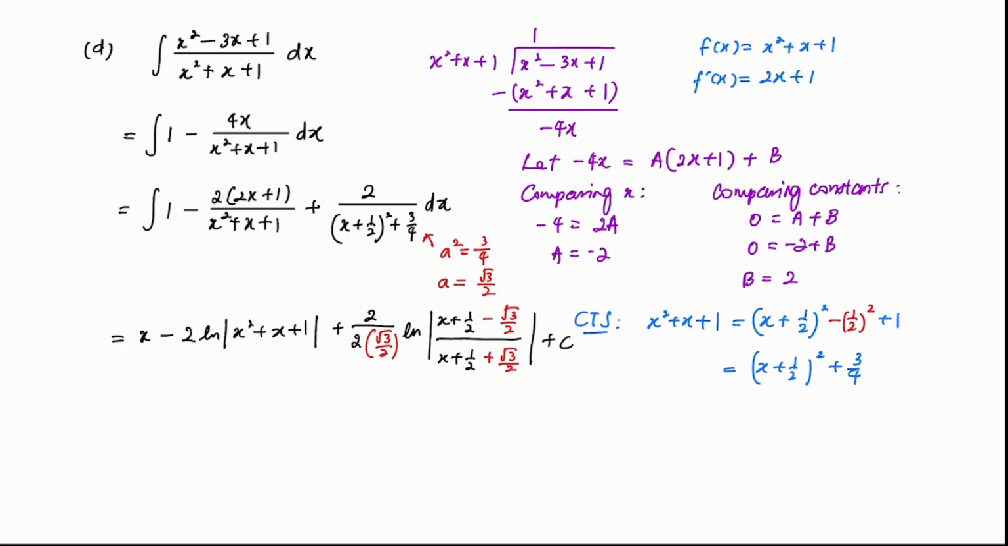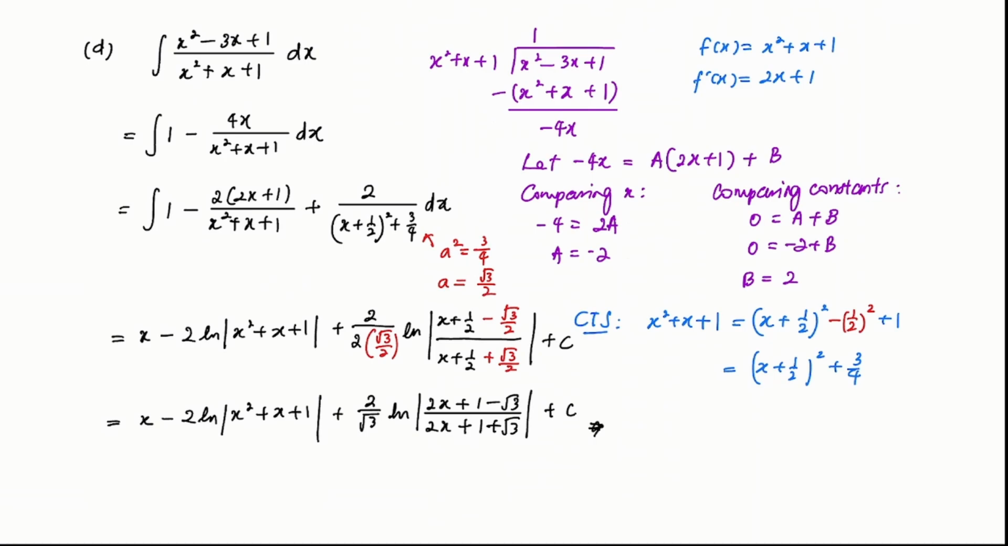Now what we are going to do, numerator and denominator we times 2 to make the 4-layer cake become just 2 layers. We try to have maximum 2 layers only in the cake. So what we have over here would be 2 over root 3 ln of 2x plus 1 minus root 3 divided by 2x plus 1 plus root 3 plus c. And there we have it. This is how we integrate part D.